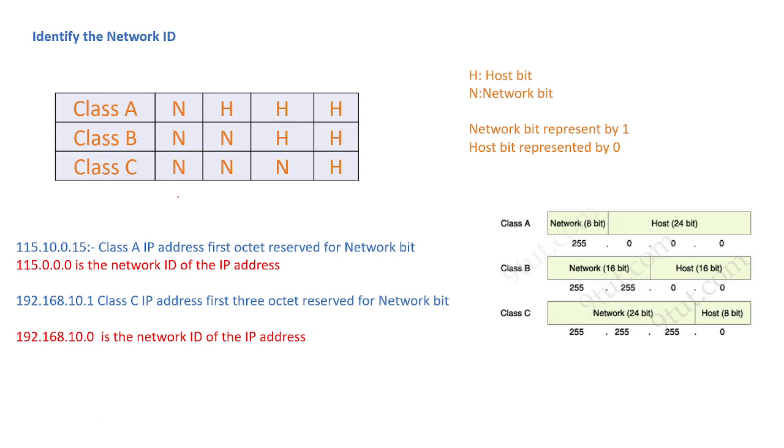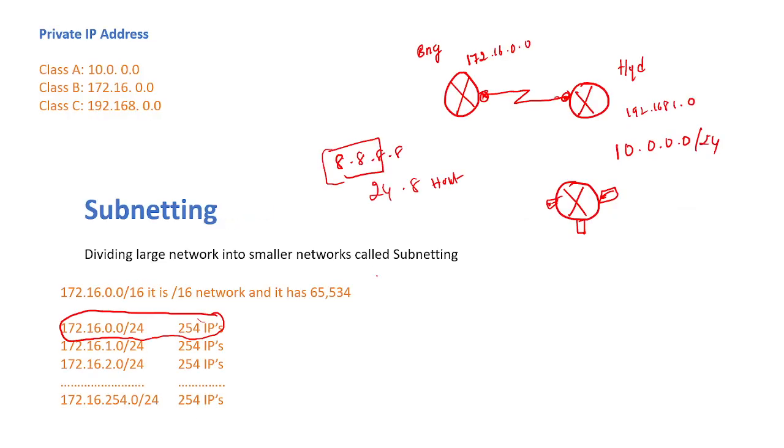So if I write an IP address like 192.168.1.10, the first 24 bits are for the network. That is what I told you. Slash 24 means you are leaving 24 bits for the network, only 8 bits for the host. So I'll just correct this one.